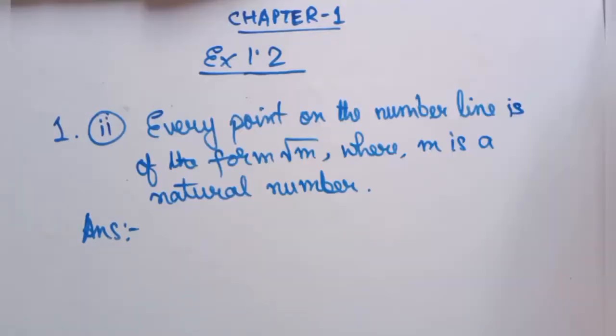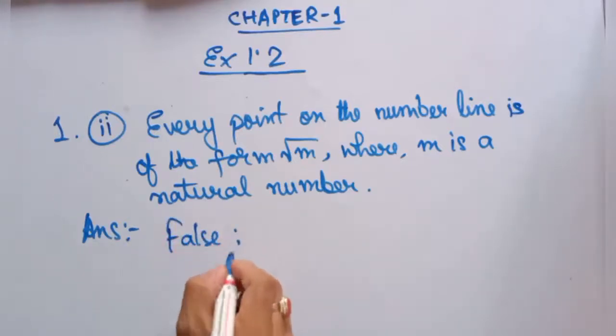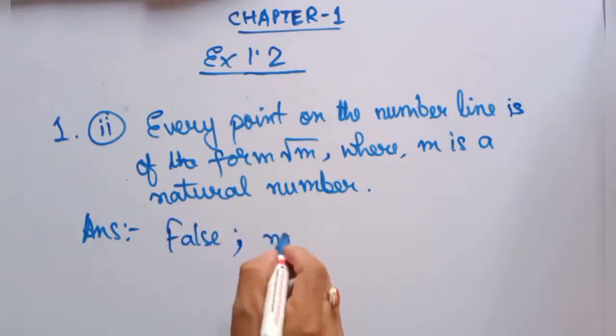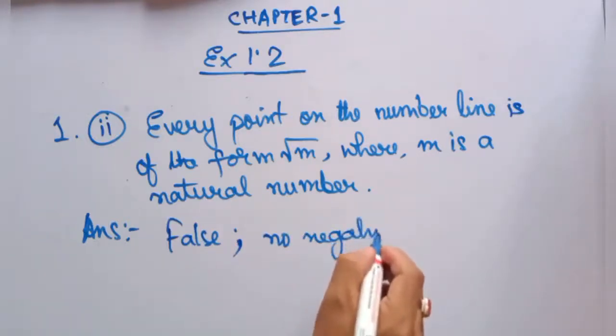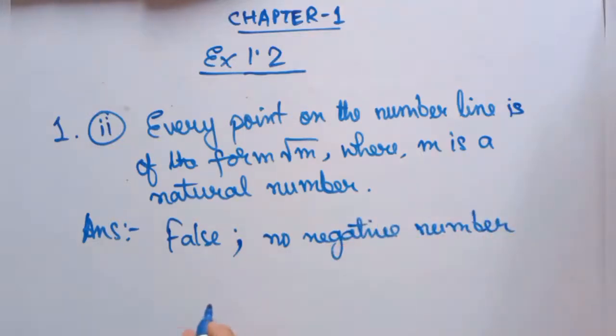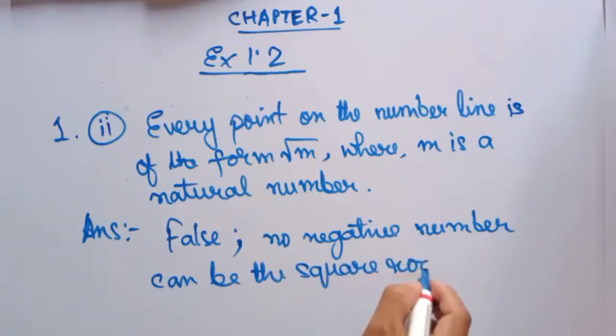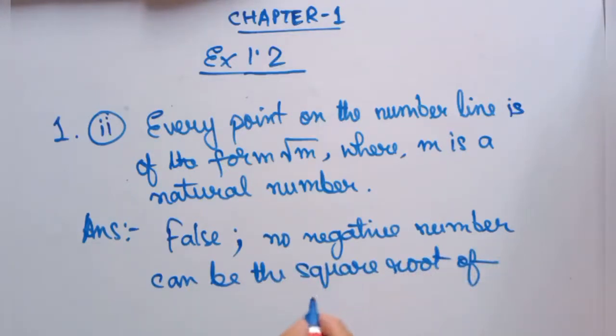Next, Roman number 2. Every point on the number line is of the form root m, where m is a natural number. This statement is false because no negative number can be the square root of any natural number.